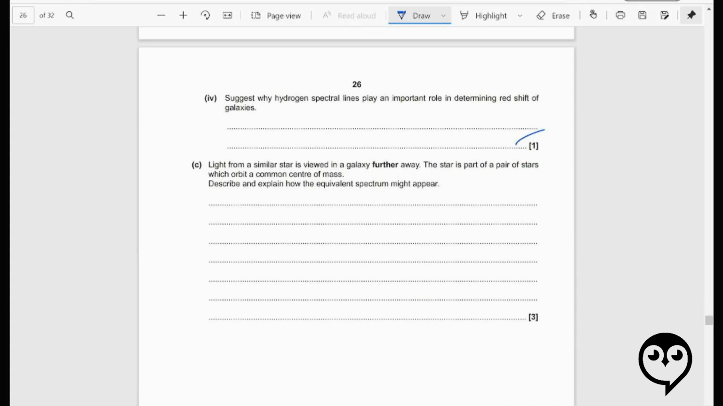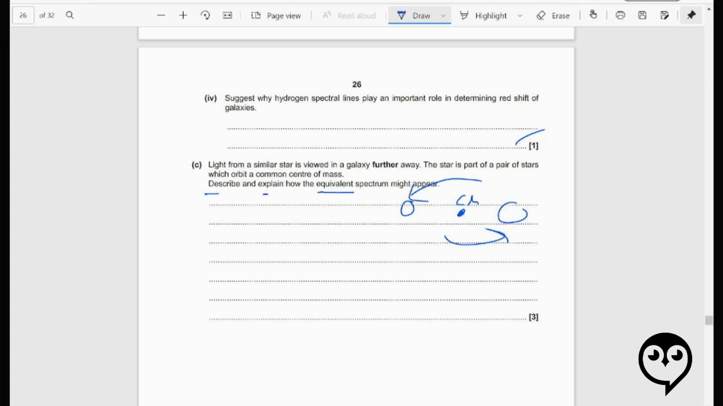Right. Light from a similar star is viewed in a galaxy further away. The star is part of a pair of stars which orbit a common center of mass. Describe and explain how the equivalent spectrum might appear. Right, so we've got a binary star system, there's a center of mass, and we've got these stars which kind of rotate around this center of mass. And we've seen questions like this, okay. How would the equivalent spectrum appear?